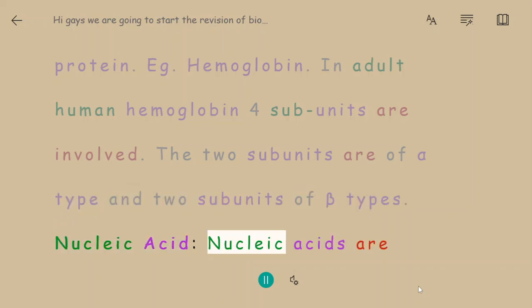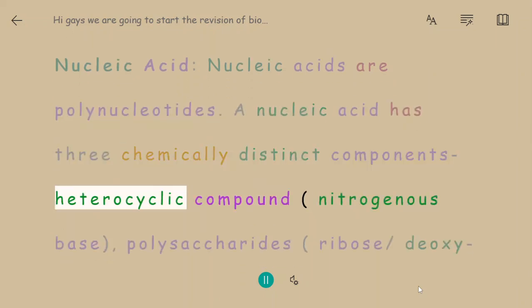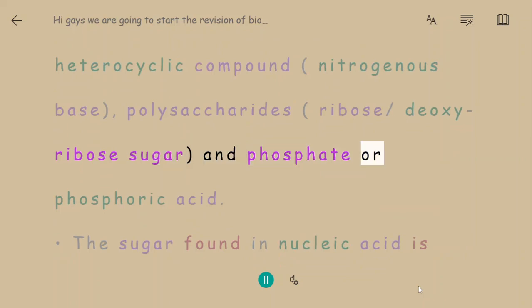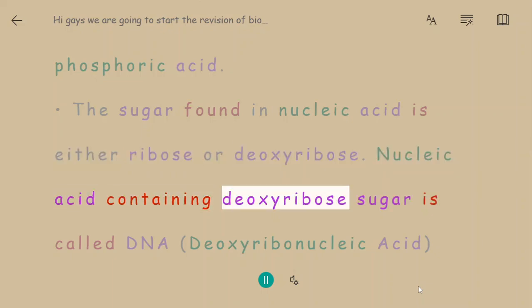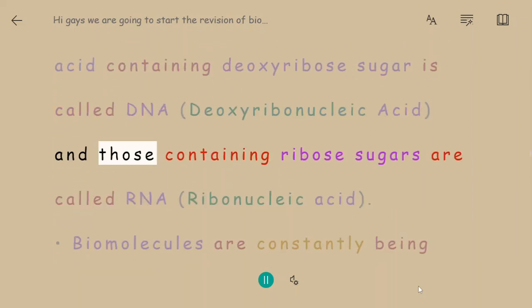Nucleic acid. Nucleic acids are polynucleotides. A nucleic acid has 3 chemically distinct components: a heterocyclic compound, nitrogenous base, a monosaccharide, ribose or deoxyribose sugar, and phosphate or phosphoric acid. The sugar found in nucleic acid is either ribose or deoxyribose. Nucleic acid containing deoxyribose sugar is called DNA, deoxyribonucleic acid, and those containing ribose sugar are called RNA, ribonucleic acid.